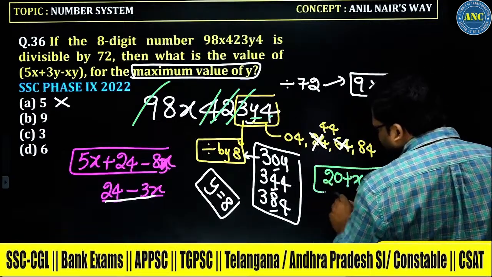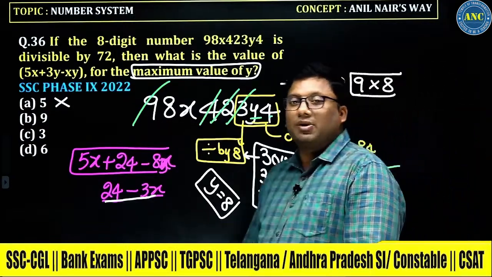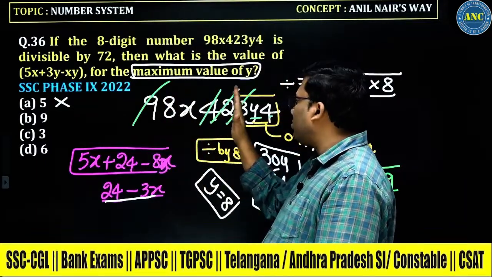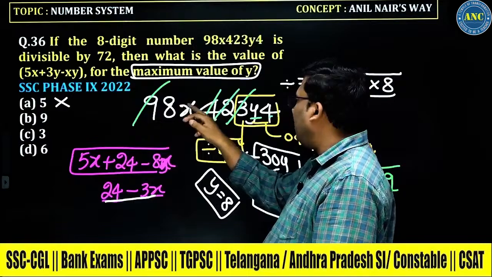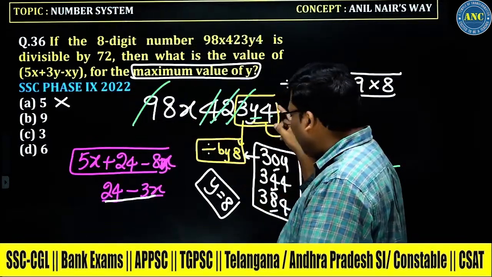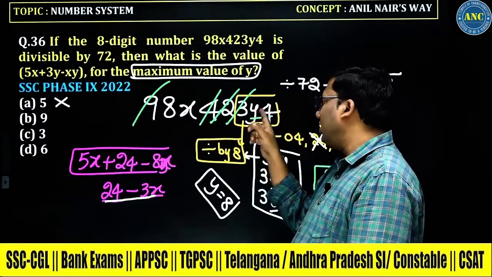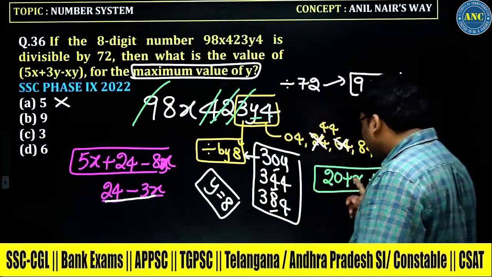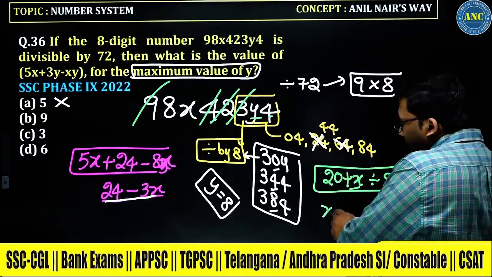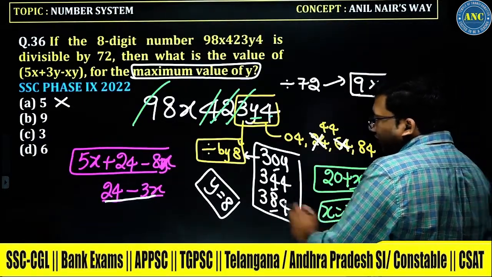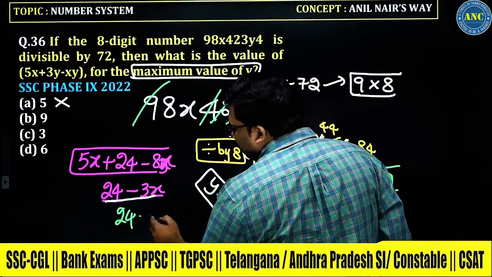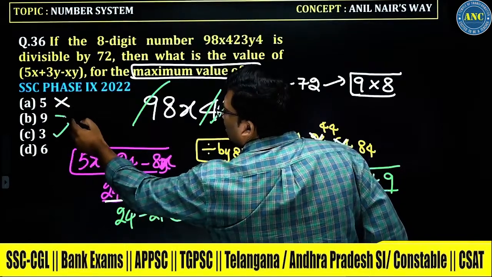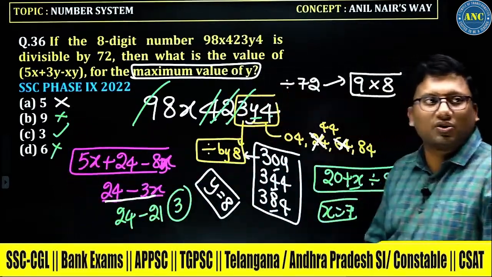The 9 divisibility rule is that the sum of the digits should be divisible by 9. Wherever 9 is there, eliminate it. 9 is out. 4 plus 2 plus 3, that is also out. 8 plus x plus y plus 4, y is 8, 8 plus 8, 16, 16 plus 4, 20. 20 plus x is divisible by 9. That means x should be 7. If x is 7, 24 minus 7, 3s are 21, 24 minus 21. The answer for this question is 3.